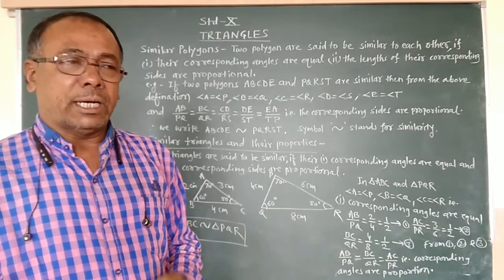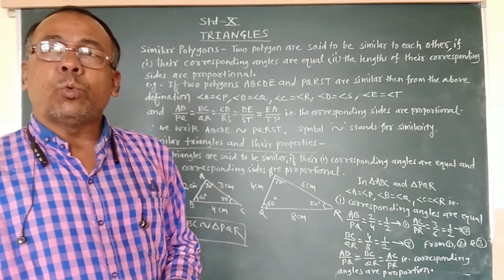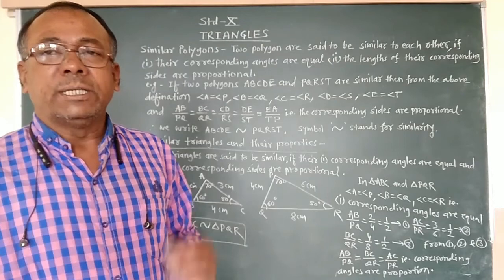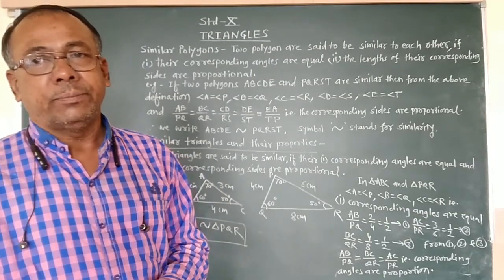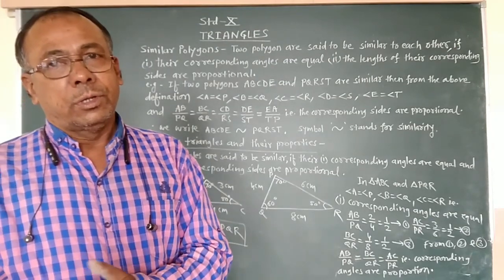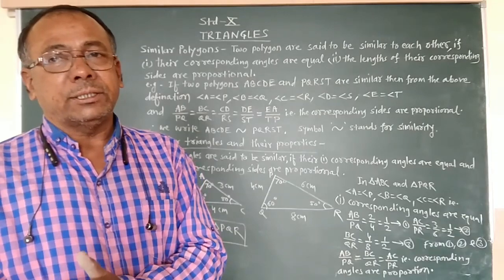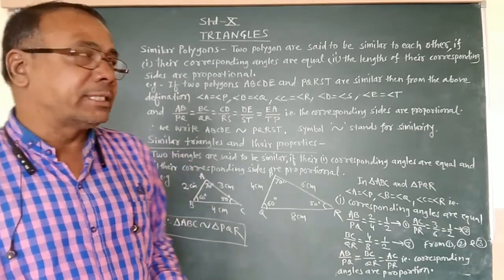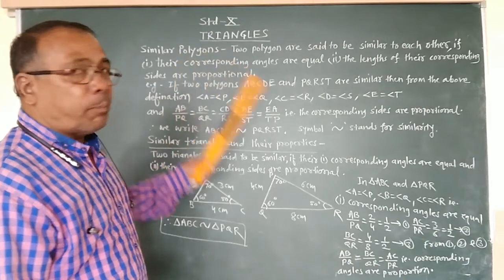Here we have to see the similar triangles. When are two triangles similar? What are the conditions of the similarity of the two triangles? Before going to see the similarity of the two triangles, we will see the similar polygons.